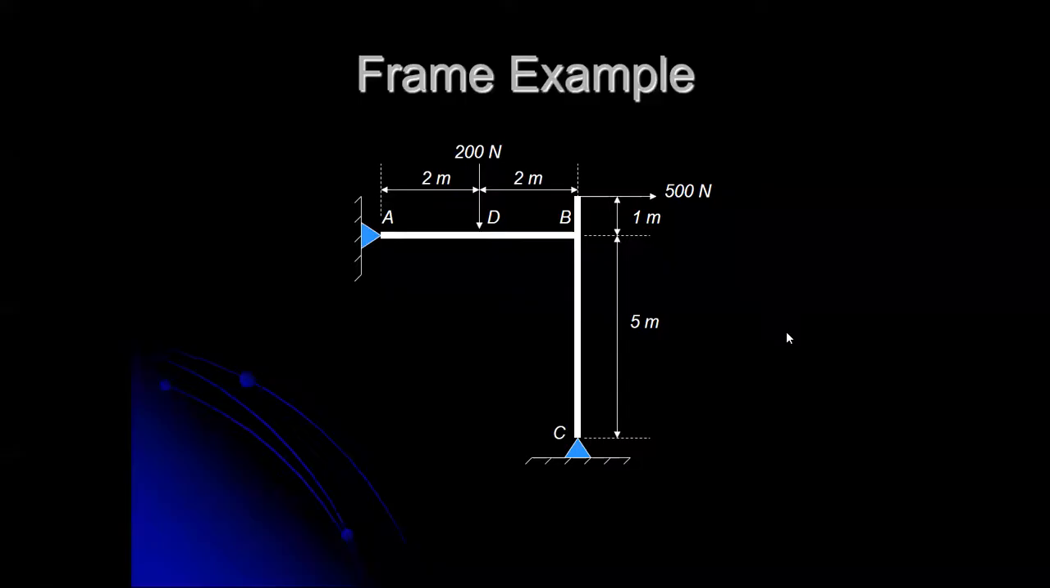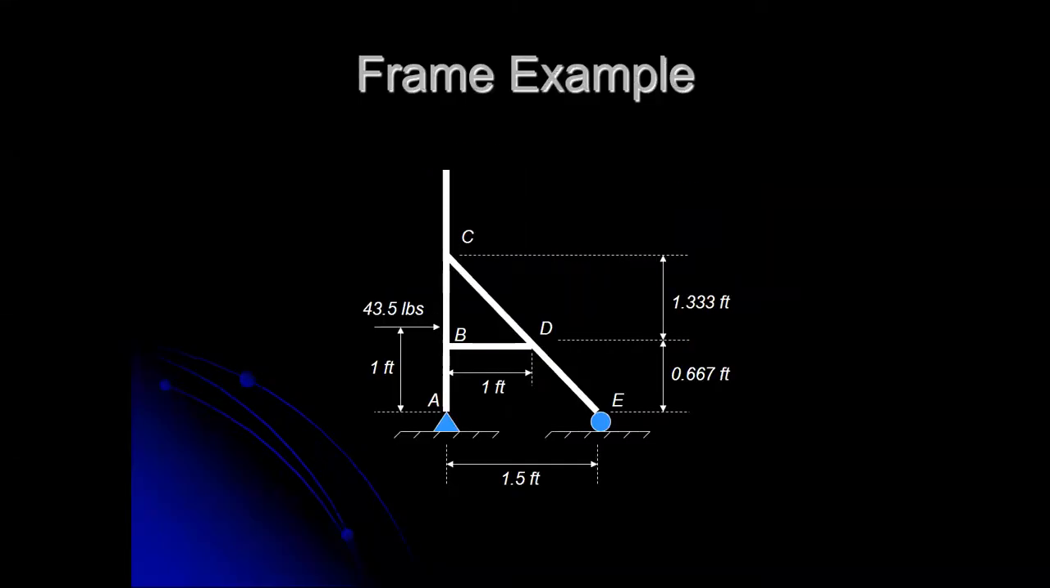So that was that example here. Here's another example. This looks kind of like a chair or something like that, that somebody's pushing on from behind. We've got a force here. And so we've got a roller support on the front. We've got a pin support on the back. And we've got 3 members.